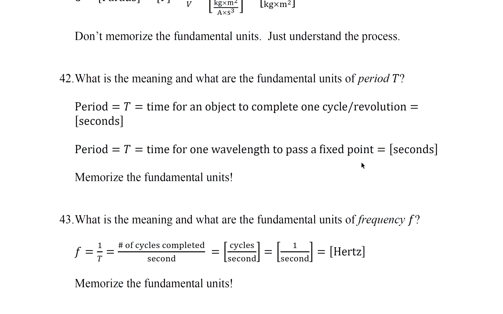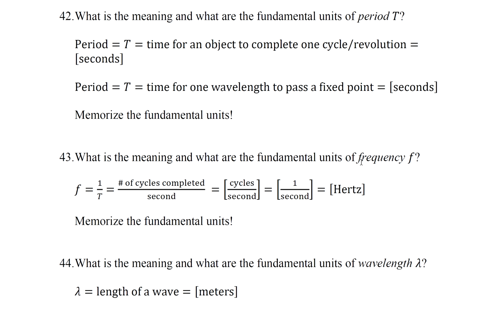Question 42, what is the meaning and what are the fundamental units of period T? So we're talking about waves here. Period is the time for an object to complete one cycle or revolution, and has units of seconds. Or it's the time for one wavelength to pass a fixed point, which has units of seconds.